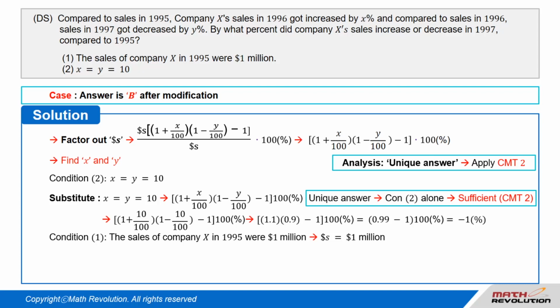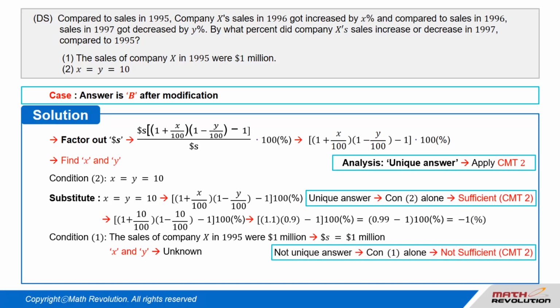Condition 1, however, tells us that the sales of Company X in 1995 were $1 million. Thus, S equals $1 million. But we do not know the value of X and Y, so we will not get a unique answer, and the condition is not sufficient by CMT 2, which means that the number of answers must be 1. Condition 2 alone is sufficient. So, B is the correct answer.